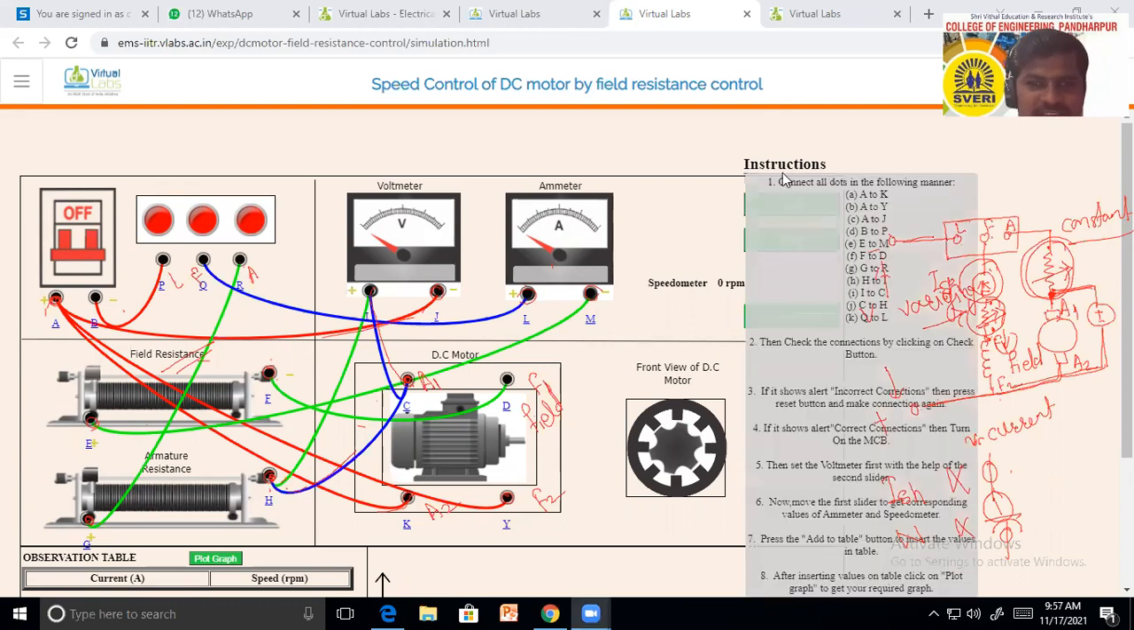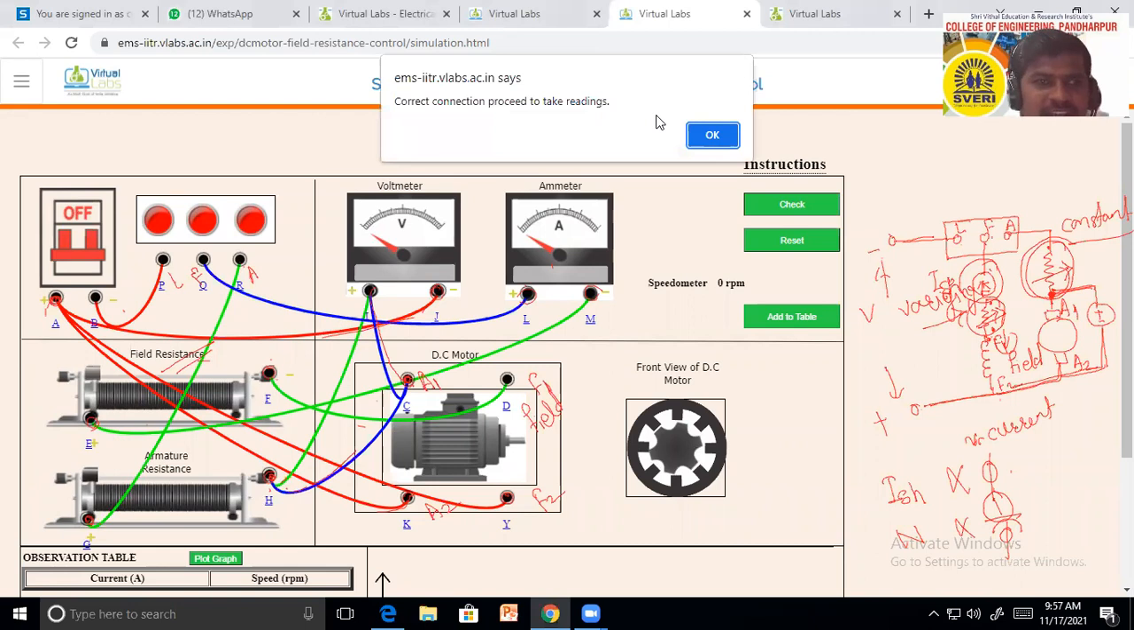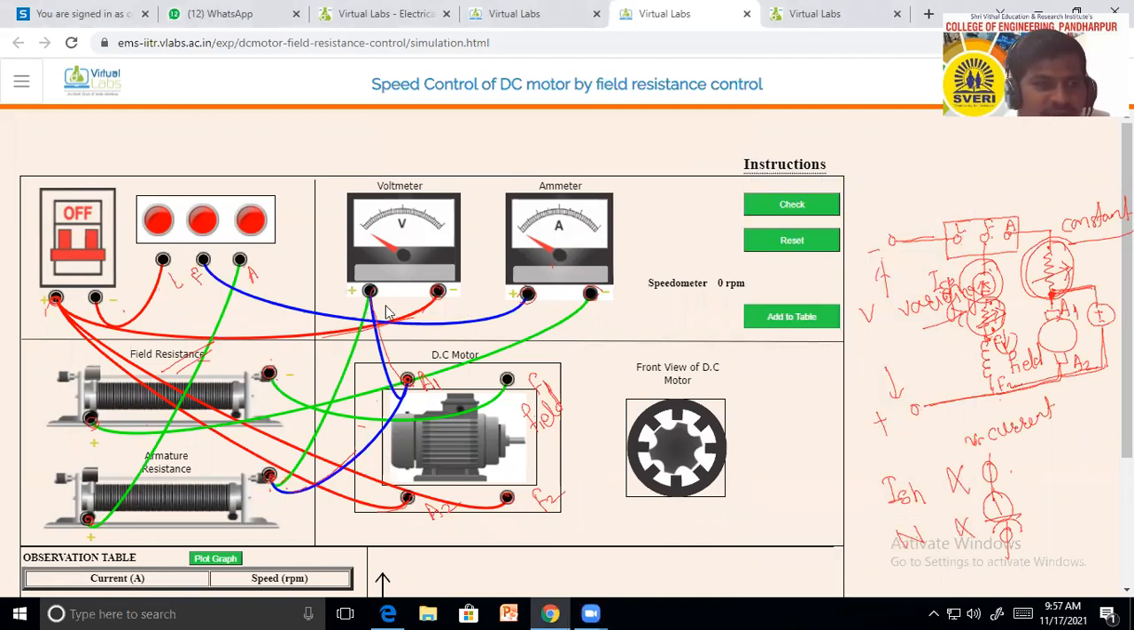We will check. Here the check connection is there, so I will check here. See, here it is: correct connection, proceed to the next reading. That means our connection is correct according to the circuit diagram, and we can proceed to start. Okay, then we will perform this.